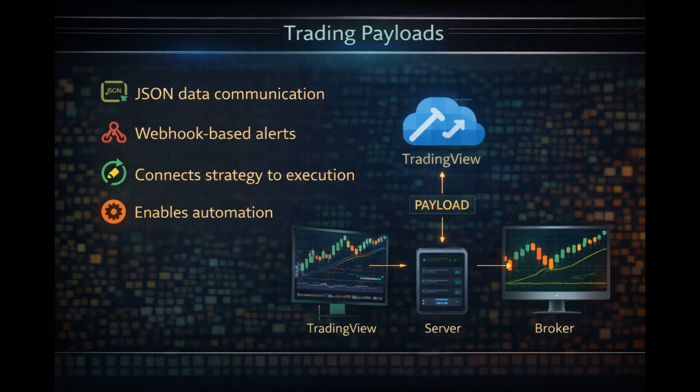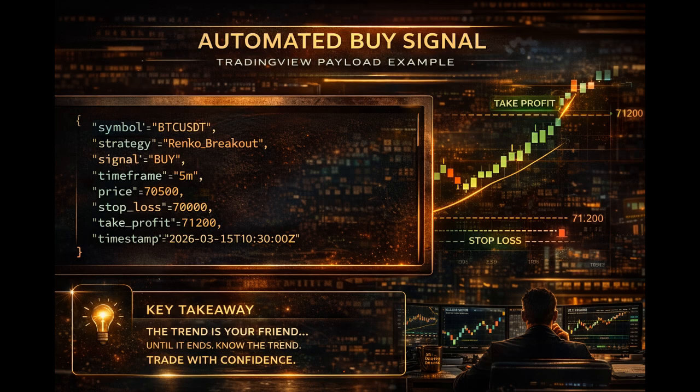Example payload format. Below is a simple example of a payload sent from TradingView when a buy signal occurs. Symbol, BTCUSD. Strategy, Renko_breakout. Signal, buy. Time frame, 5M. Price, 70,500. Stop_loss, 70,000. Take_profit, 71,200. Timestamp, 2026-03-15T10:30:00Z.